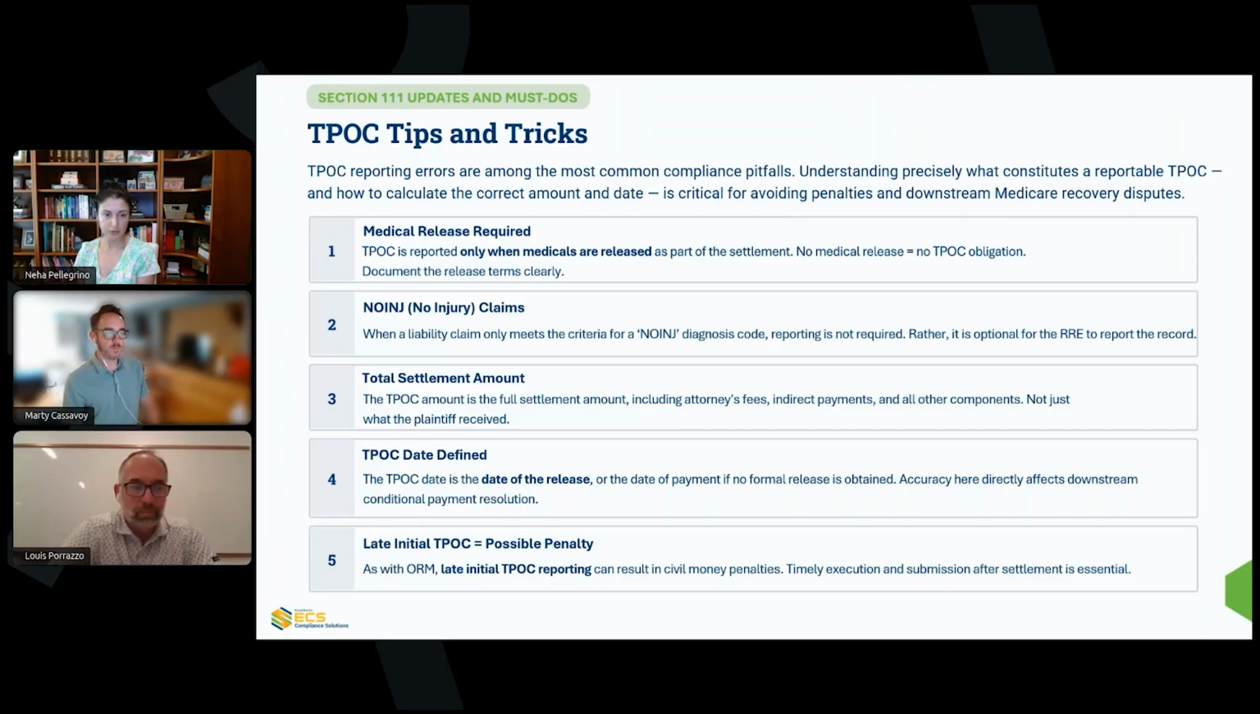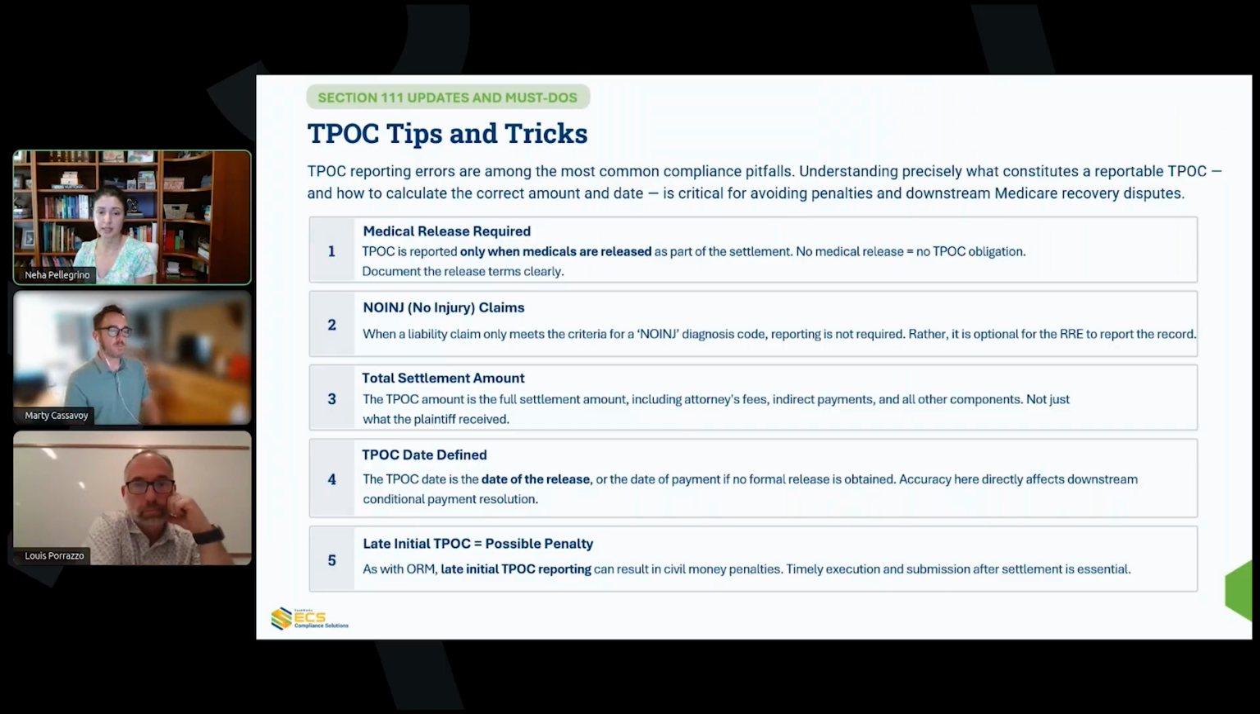So we'll go through what encompasses a reportable TPOC here with some TPOC tricks and tips. So first, TPOC is reportable when you are releasing medicals. So if there's no medicals being released, there's no reporting obligation. Also of note, it's important to document the terms of the release for accurate reporting.